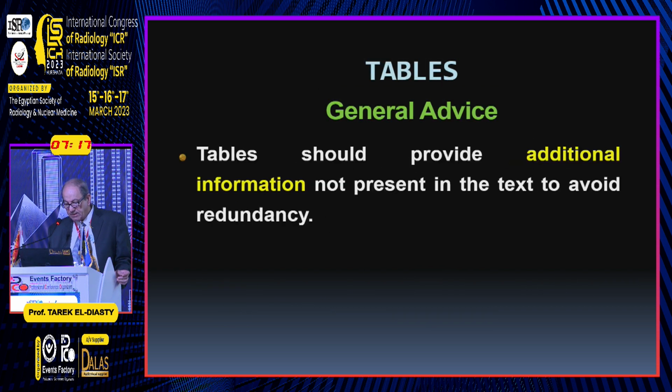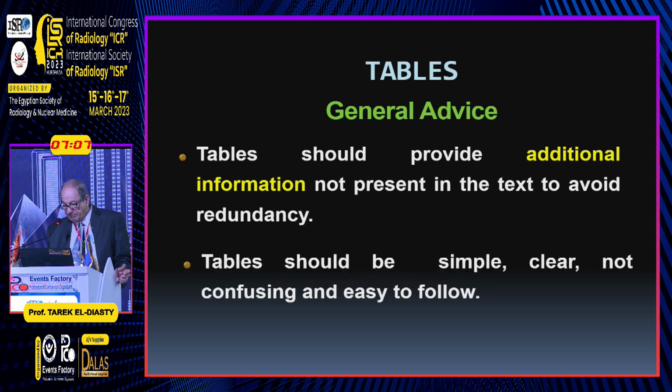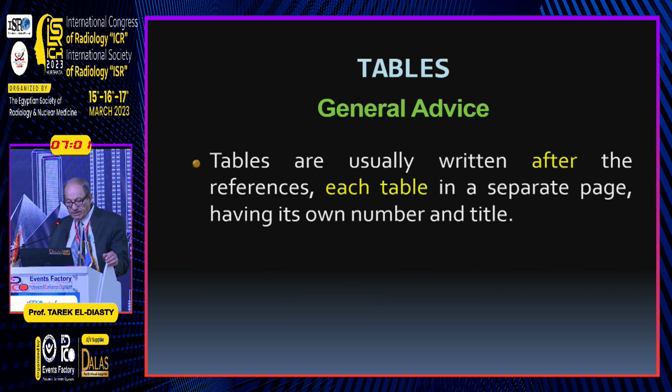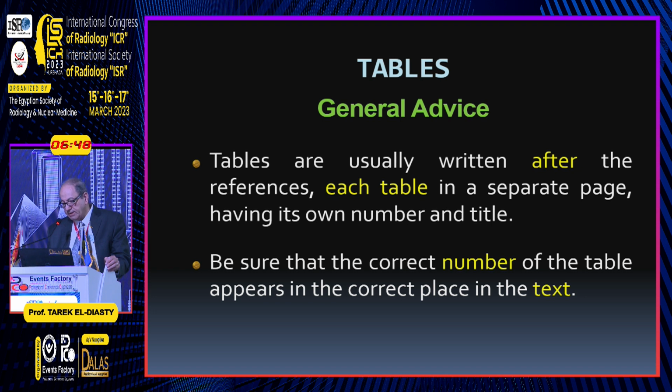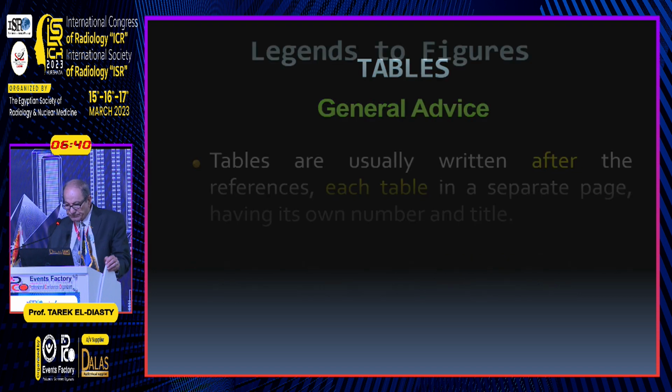For tables, tables should provide additional information not present in the text to avoid redundancy. Tables should be simple, clear, not confusing, and easy to follow. And it is advised that tables are usually written after references, each table on a separate page having its own number and title above the table. Be sure that the correct number of the table appears in the correct place in the text, so all tables should be cited in the text.